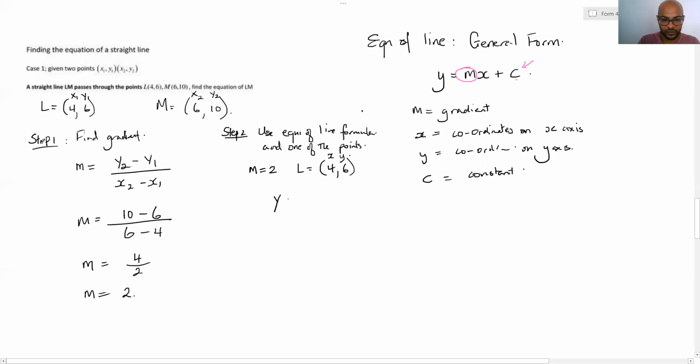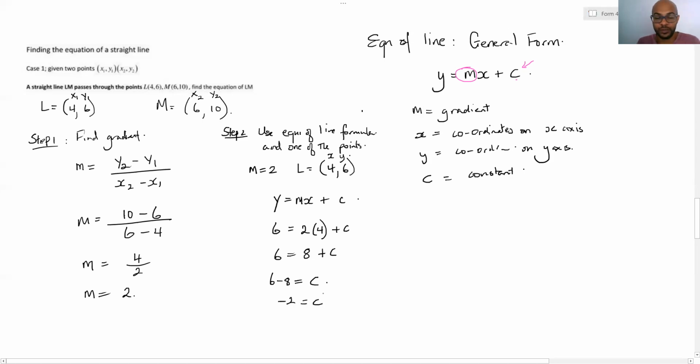And this is the equation of the line here: y is equal to mx plus c. So we could do some substitution at this point, right? Y is 6, m is 2, x is 4, and now we could find c. So 6 is equal to 2 4s are 8, plus c. And then I want to make c the subject of the formula, so I'm going to move that 8 away from that c. 6 minus 8 is going to give me minus 2.